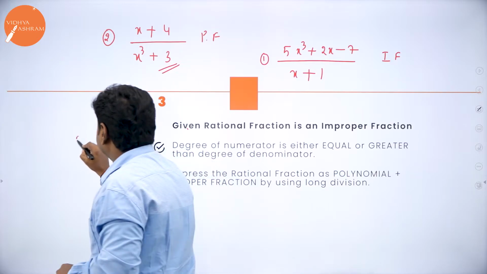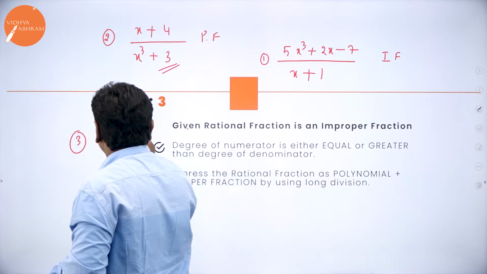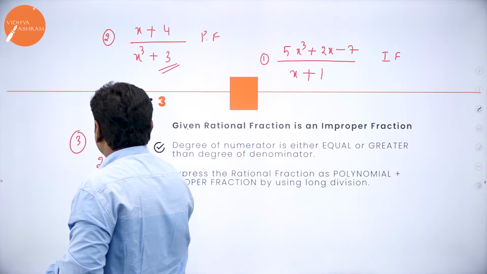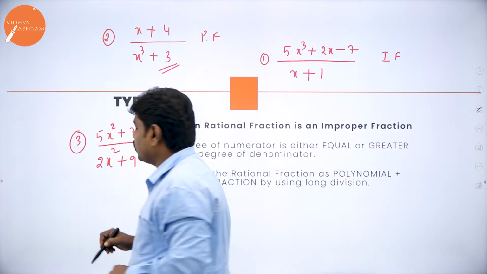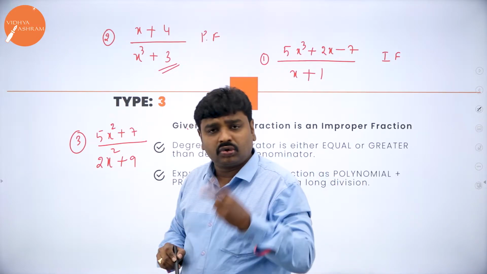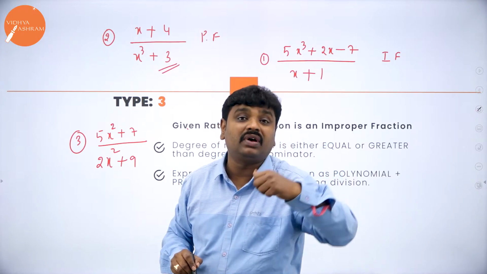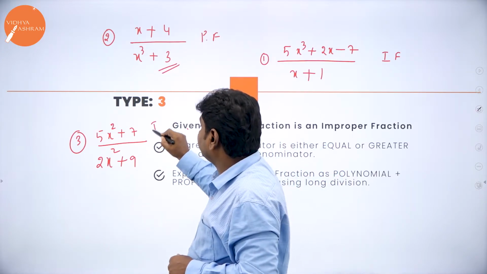And third one, 5x square plus 7 divided by 2x square plus 9. What about this? Is it proper or improper? What is the degree of numerator? 2. What is the degree of denominator? 2. Both are having same degree. They are equal. Again, this is improper.